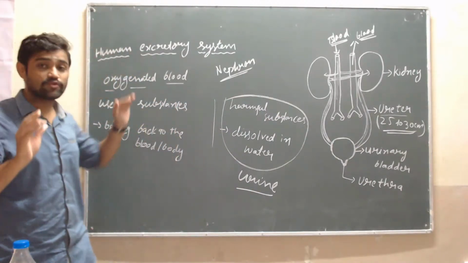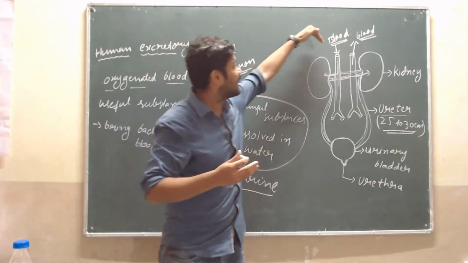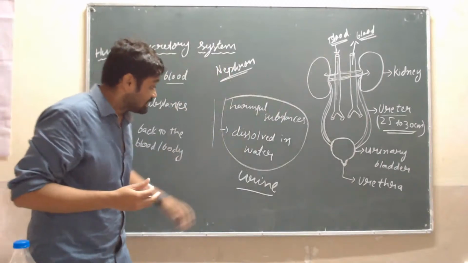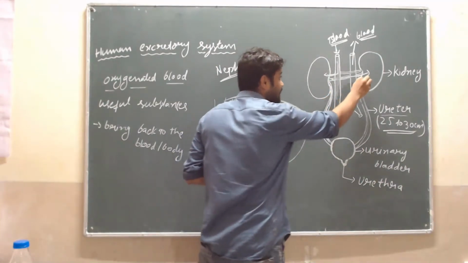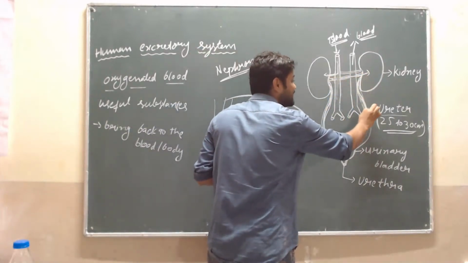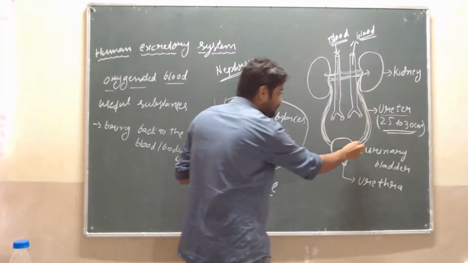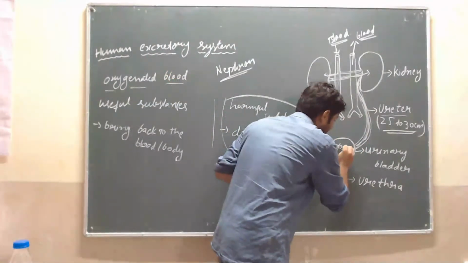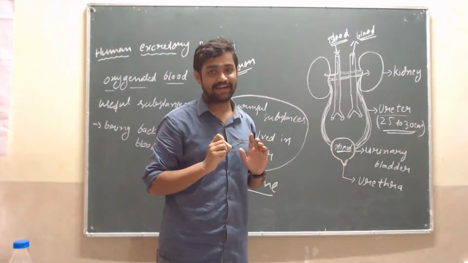The useful substances enter into the body, and again it is pumped by the heart and enters into the blood capillaries. Then this urine enters into the ureters, tube-like structures from each kidney. That urine enters into the ureters, and after that the urine is stored. Where is it stored? In the urinary bladder.